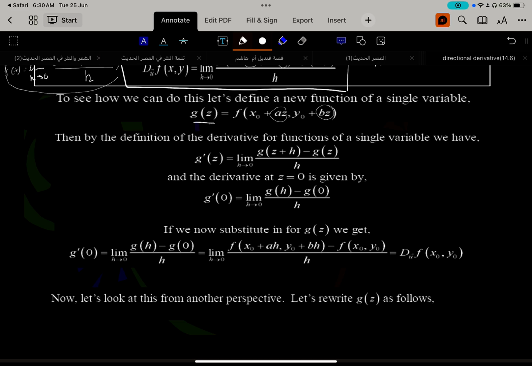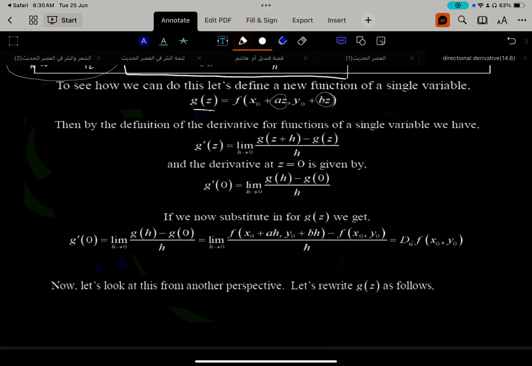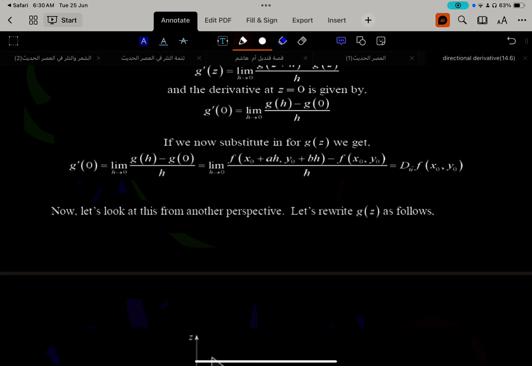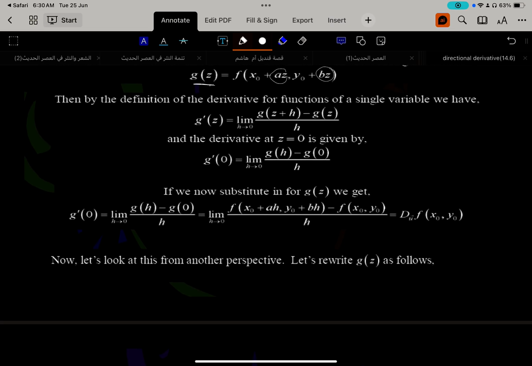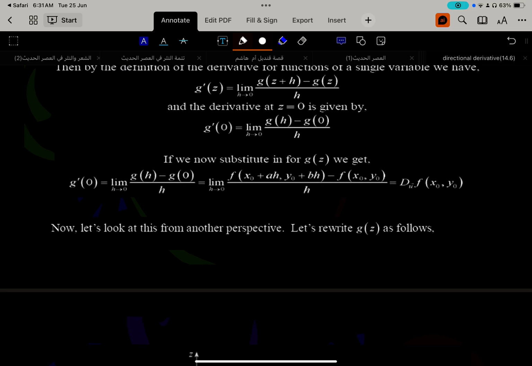It's gonna be g prime of z equals the limit as h approaches 0 of g of z plus h minus g of z over h. This is exactly what we have here, but instead of f we have g, and instead of the variable x we have z. If we want to evaluate the derivative at z equals 0, we just substitute z equals 0, which gives us g of h minus g of 0 over h, and of course the limit. Now if we substitute into g prime of z, we're gonna have this formula.